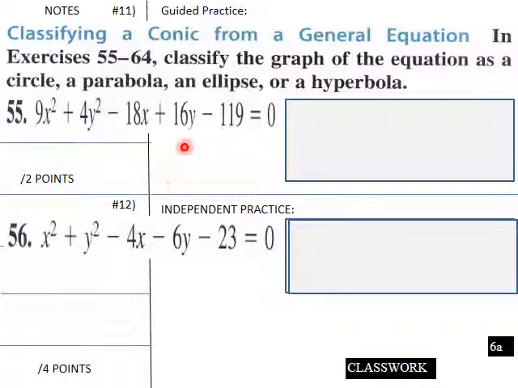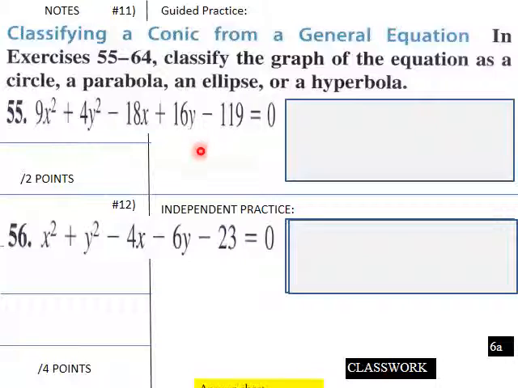So starting into this guided practice here, classify the graph of the equation as a circle, a parabola, an ellipse, or a hyperbola. So this equation here, this is our guided practice. Students, this is yours down here. Finish that one on your own. But we're going to do this one up here.